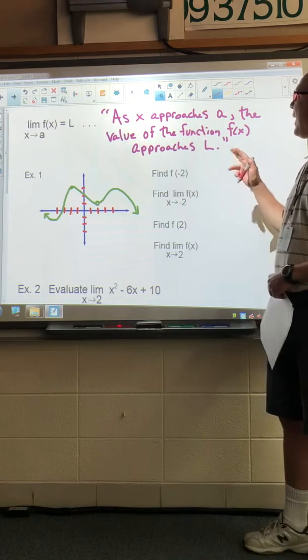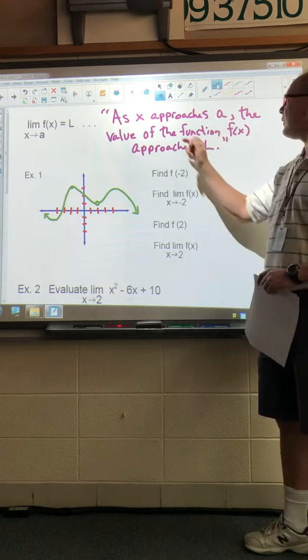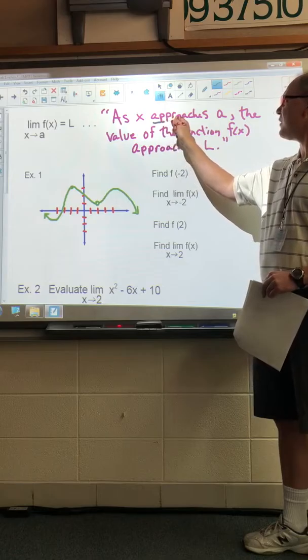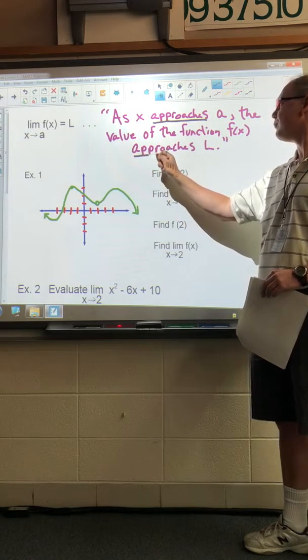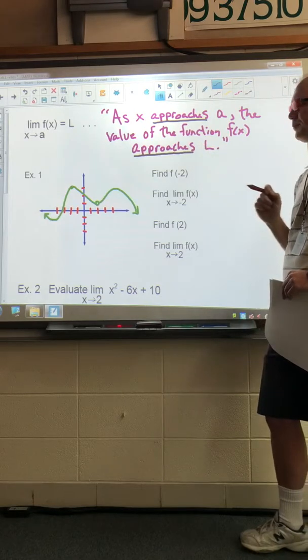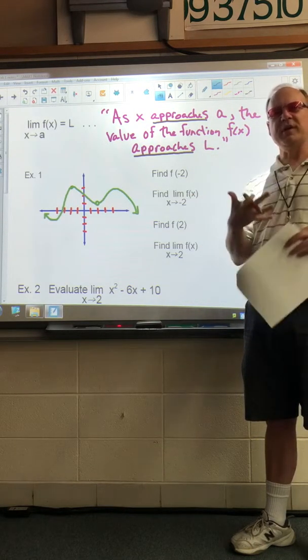Okay, and the key word there for limit, kind of the key to understanding limits, is this word approaches. So as you approach something, what are you doing?